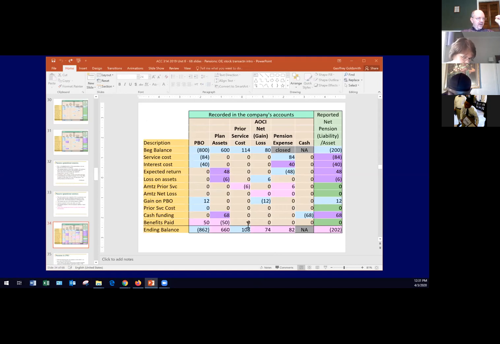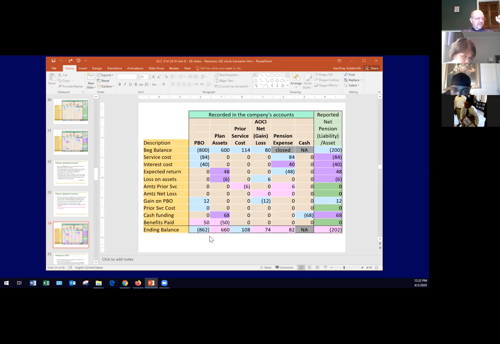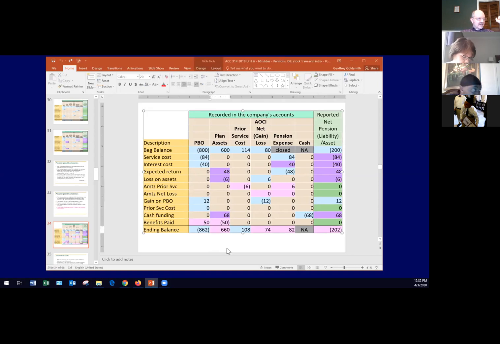Here we go. Blue, purple, we had those already. So we had everything in the PBO column except the benefits paid. So it must have been 50 million in order to end up with 862 at the end. So that means that 50 million was taken out of the plan assets. 600 plus 48 minus 6 plus 68 minus 50 gives us an ending balance of 660.